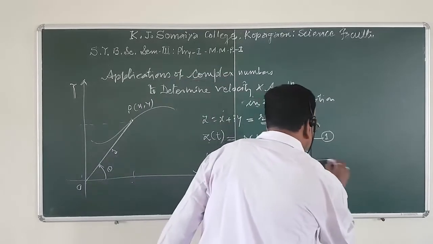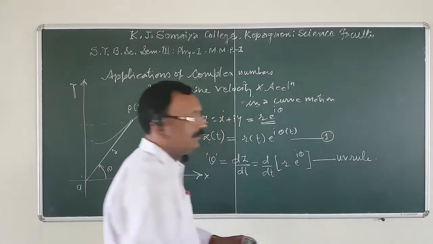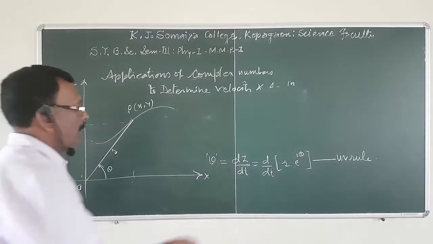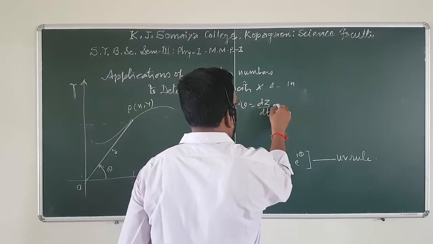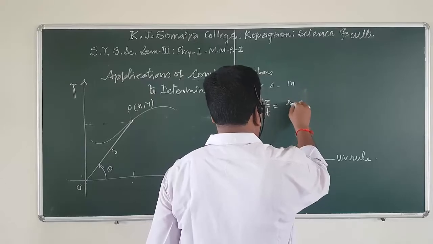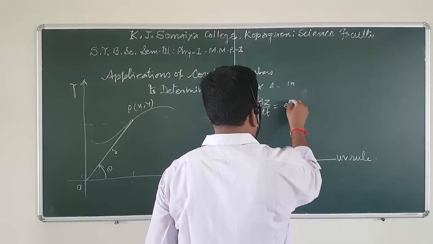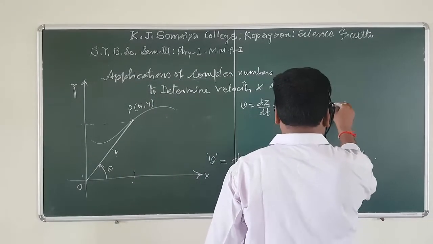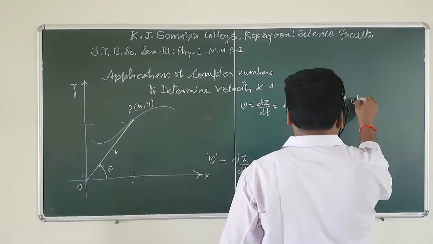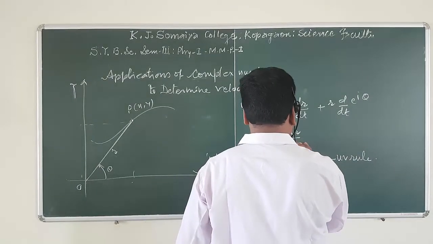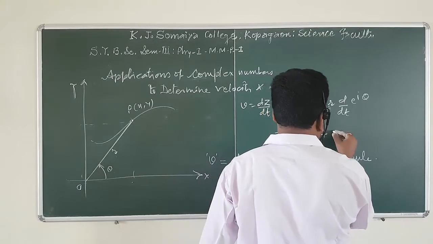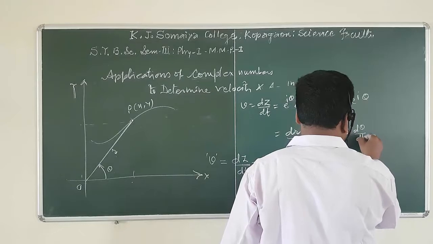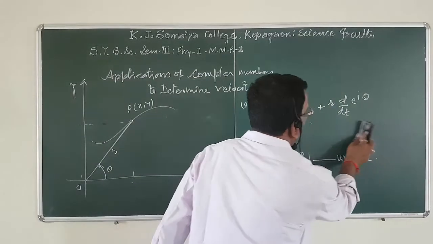Okay. Now, by using the UV rule of differentiation, we simply have the differentiation of this equation like this: V is equal to dz by dt is equal to e raised to i theta into dr by dt, plus r d by d theta of e raised to i theta, or dr by dt into e raised to i theta plus r i theta dot e raised to i theta, by using the UV rule.